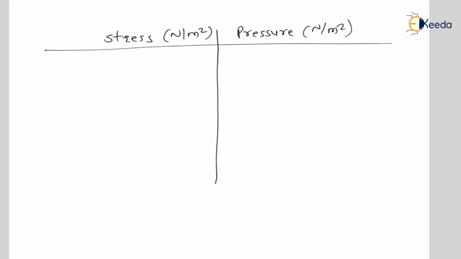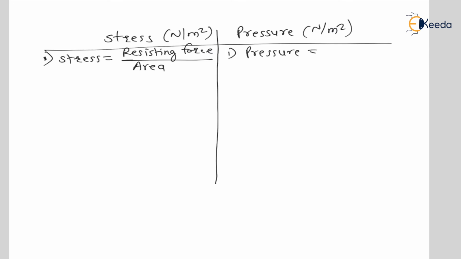Now the first difference is the definition. Stress is nothing but the resisting force per unit area on which this force is acting. And pressure is nothing but force, no need of resisting force, it is only the applied force divided by the normal area. Always the normal area, that is the perpendicular area, for pressure calculation. But for stress, it is the area on which the force is acting.